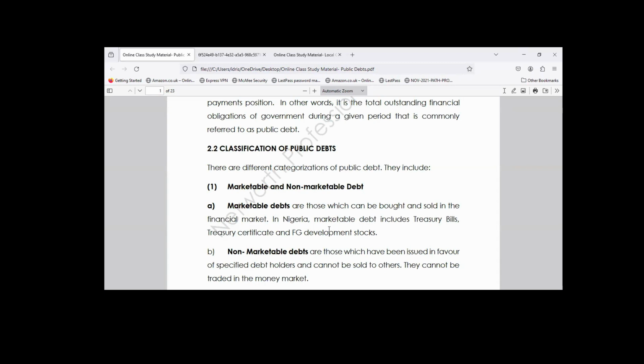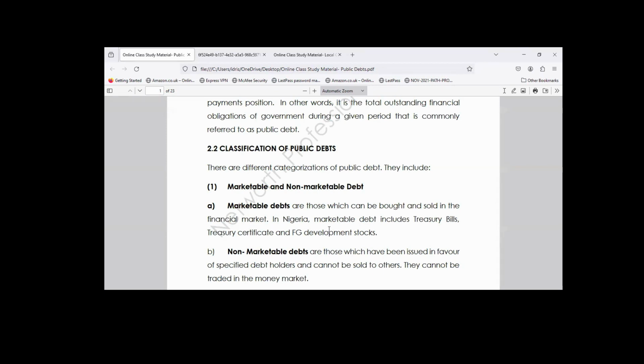In my notes, I say marketable debts are those that can be bought or sold in the financial market. Financial market means stock exchange, security market. Examples of marketable debt: treasury bills, treasury certificates, development stock.